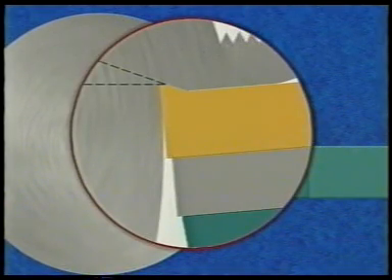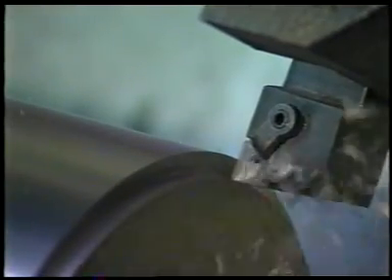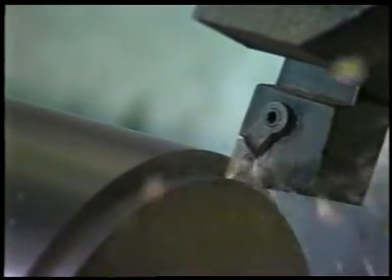A positive top rake tool cuts freely, with reduced power requirements and reduced temperatures. A negative top rake tool is generally stronger, but it generates more force and requires more power. A negative or a neutral top rake is preferred for rough turning operations, particularly for cast iron.